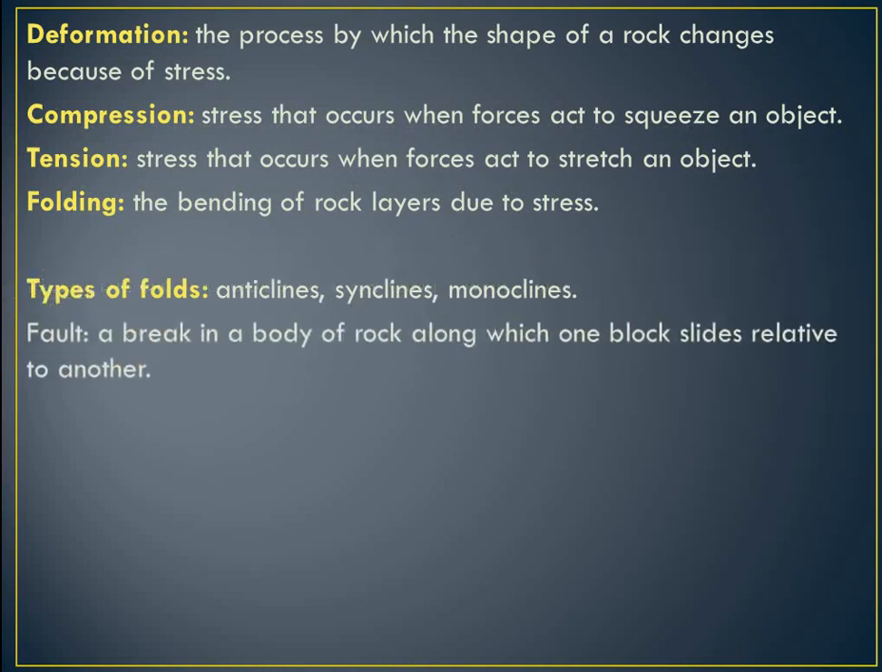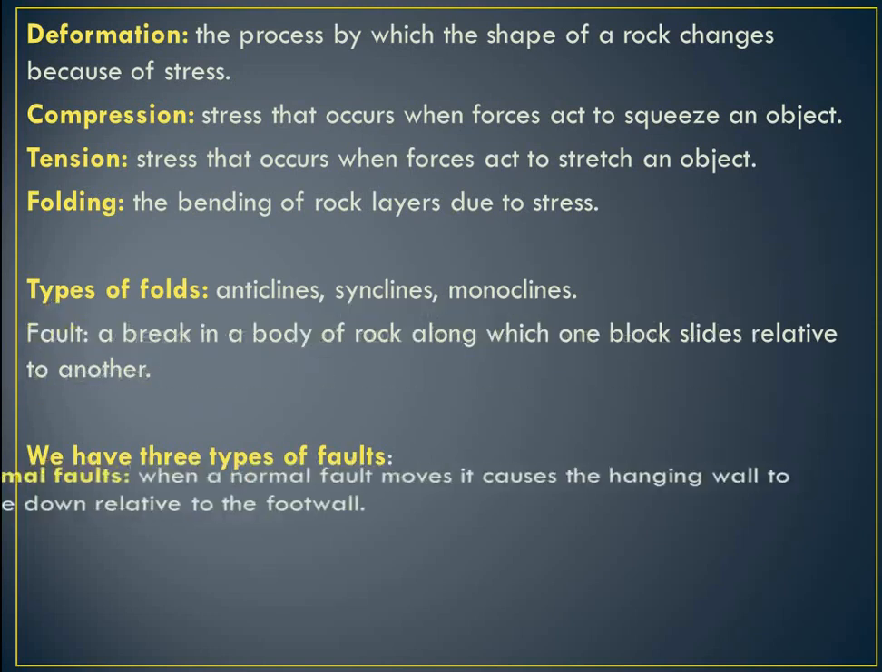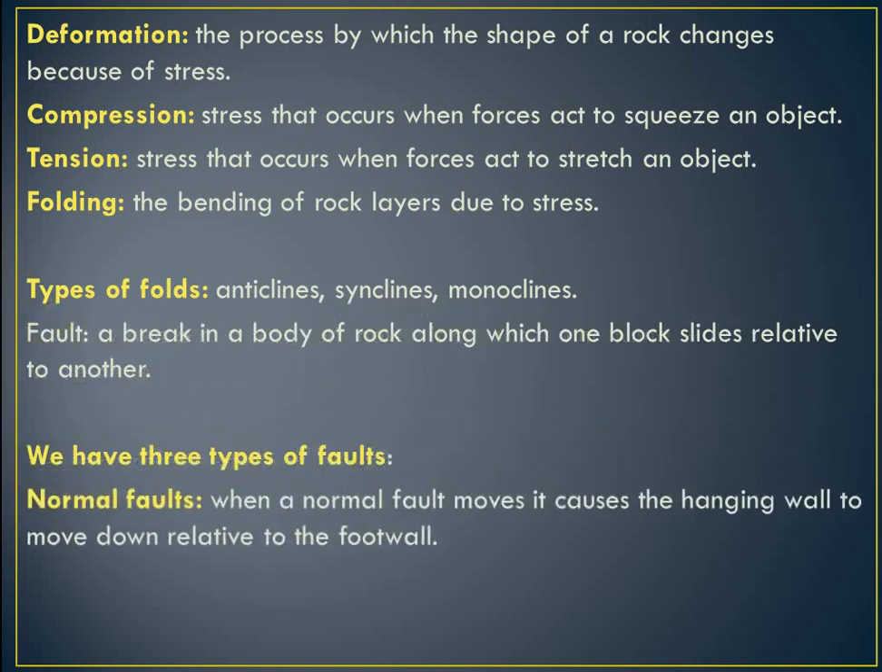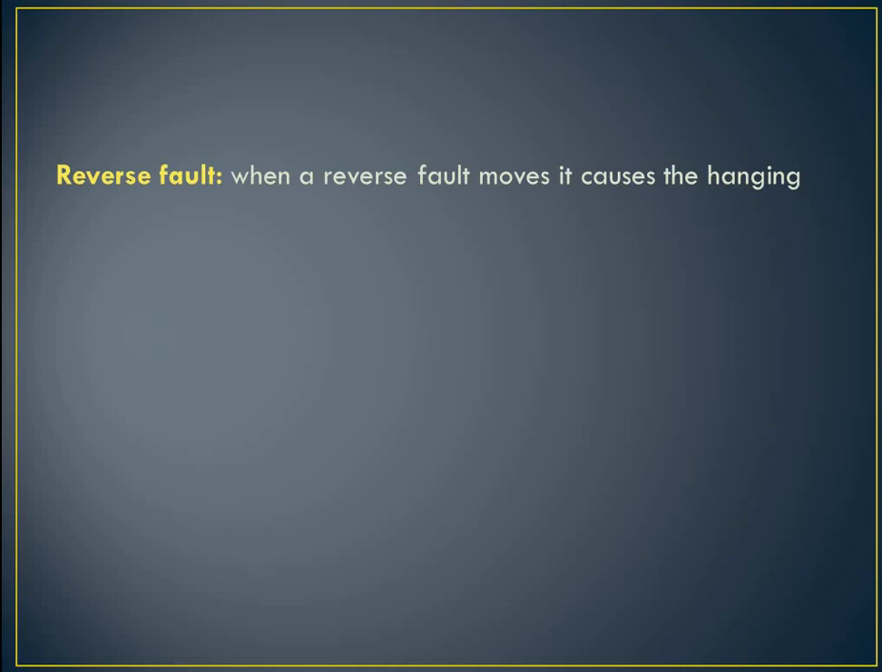Fault. A break in a body of rock along which one block slides relative to another. We have three types of faults. The first one, normal faults. When a normal fault moves, it causes the hanging wall to move down relative to the foot wall. The second type, reverse fault. When a reverse fault moves, it causes the hanging wall to move up relative to the foot wall.